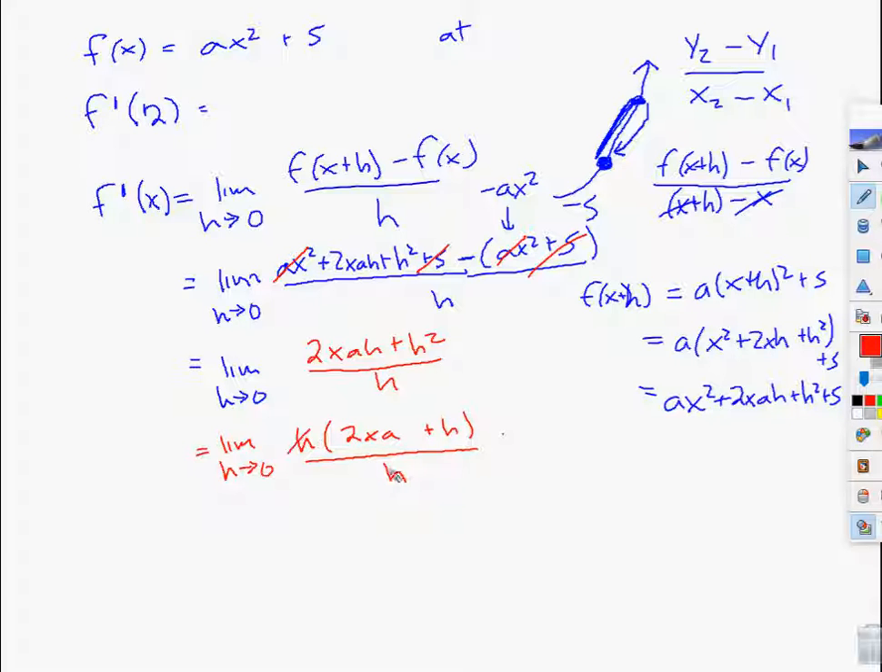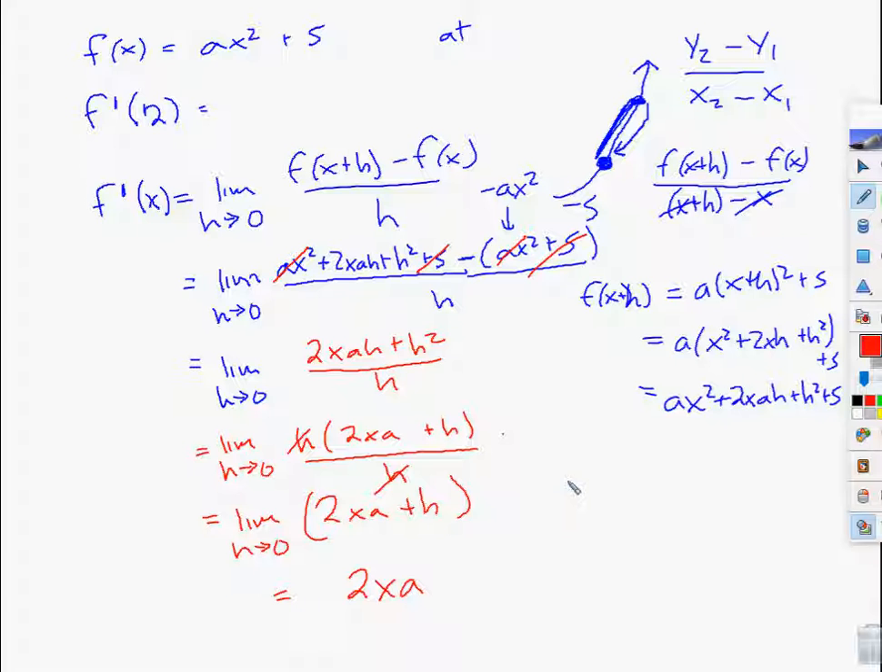And then we can cancel those h's. Now I'm going to take the limit as h approaches 0. So what will I do in order to do that? Because I actually do have an h still in this problem, don't I? How do I do this limit? Replace h with 0. And I'm going to see that equals, I replace that with 0, and I get 2xa.